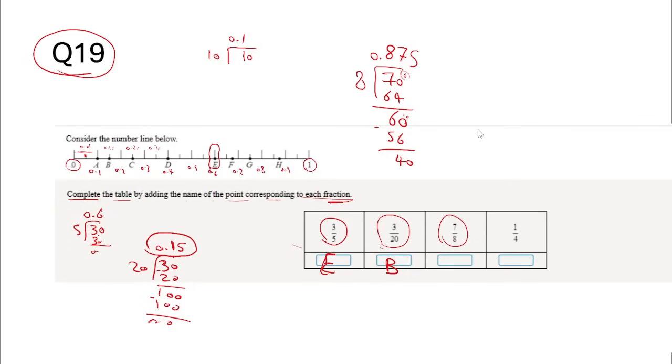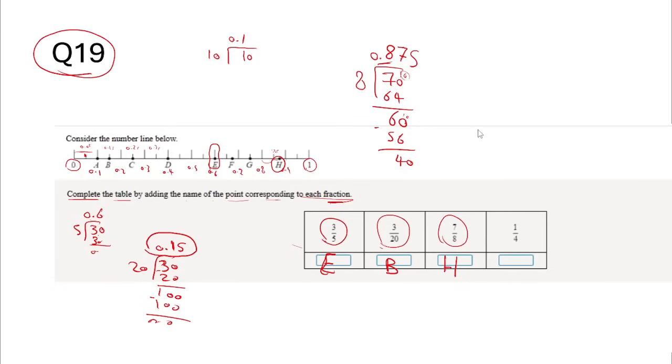So let's go for it. That means I'm here 0.1, 0.2, 0.3, 0.4, 0.5, 0.6, 0.7, 0.8. I will start from 0.8. Then here 0.85. And this one is in the middle, so this is 0.875. So that means it's H.